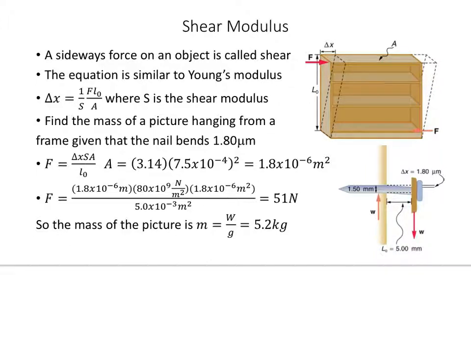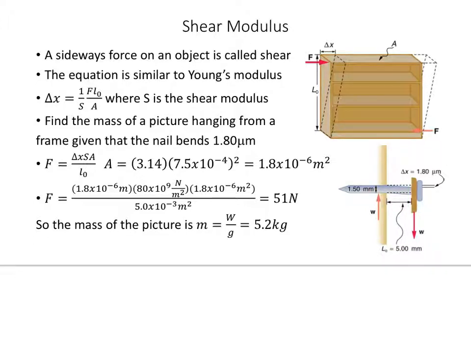Okay, so we've got a problem down here where you want to find the mass of a picture hanging from a frame, and the nail bends 1.8 micrometers. So here's the nail right here, hammered into the wall. We're hanging a picture, and this is the weight of the picture frame. We want to find the mass, but the weight is applying the shearing force, so we'll have to solve for that. And this is the diameter of the nail.